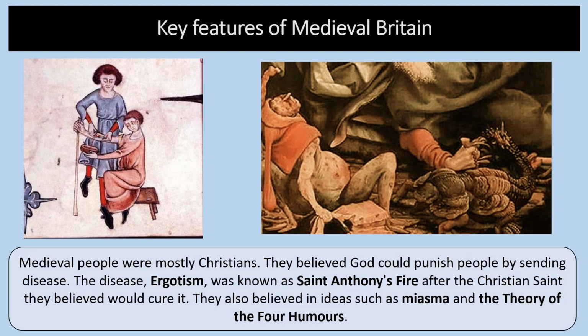So medieval people were mostly Christians. They believed God could punish people by sending disease. For example, the disease ergotism was known as St. Anthony's fire after the Christian saint they believed would cure it. They also believed in ideas such as miasma and the theory of the four humours. Ergotism is actually a disease that's spread by infected rye bread, or by fungus on rye bread, we should say.